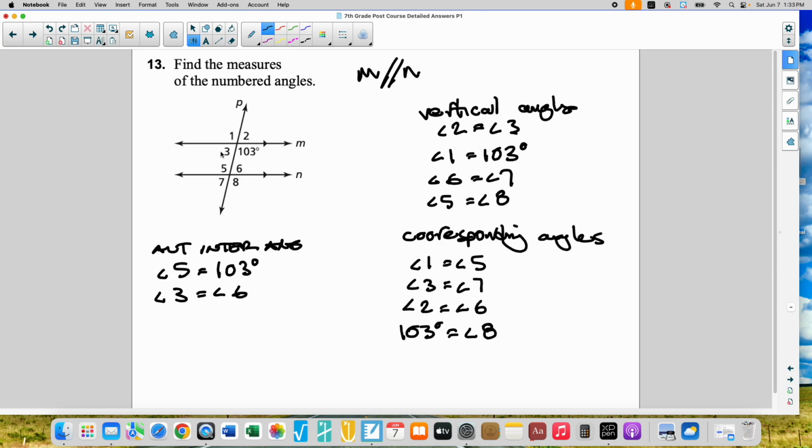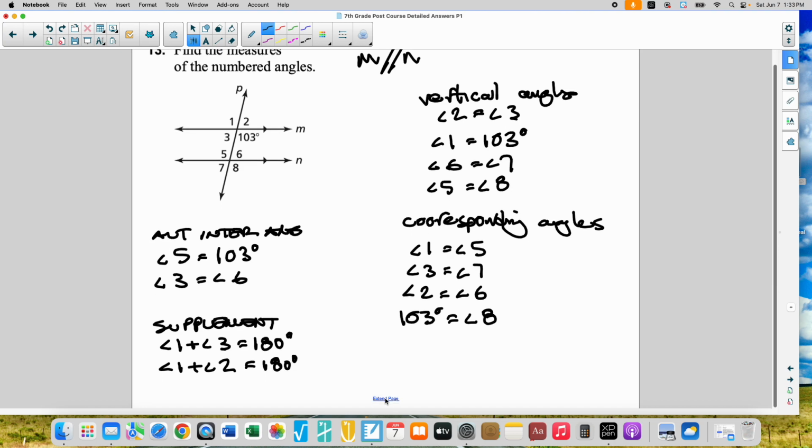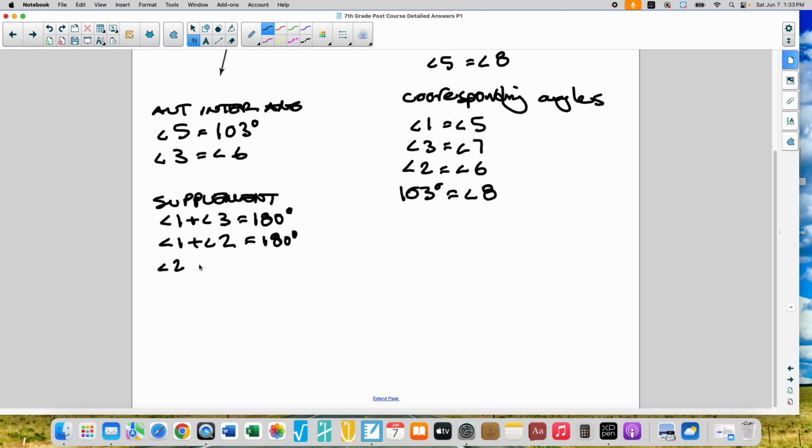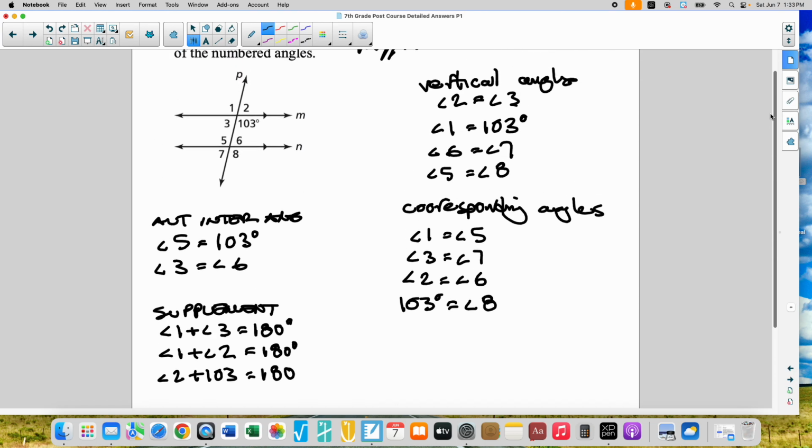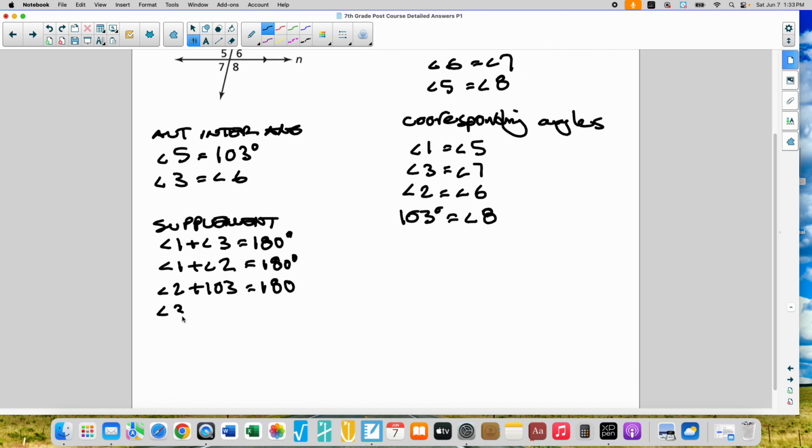And then the last one is supplemental angles. So supplemental, you have angle 1 plus angle 3 is going to equal 180 degrees. You have angle 1 plus angle 2 also equals 180 degrees. You have lots of them. You got 2 and 103. Angle 2 plus 103 is going to equal 180 degrees. And you have 103 and 3. So angle 3 plus 103 also equals 180 degrees because they are supplemental.